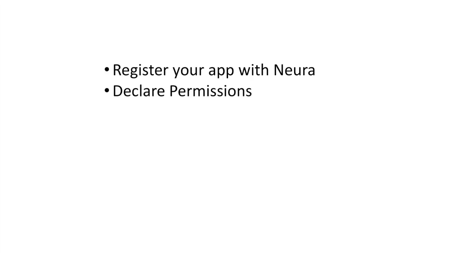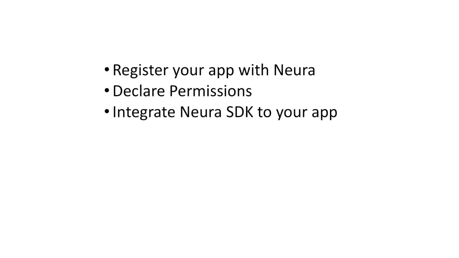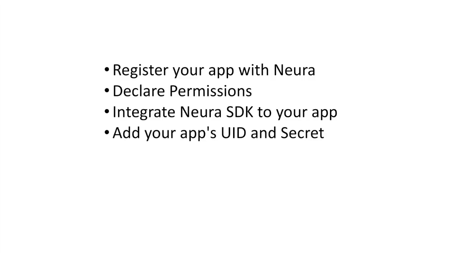Today I'm going to show you how to integrate Neura SDK to your Android application. These are the steps that we are going to follow. Register your application, declare permissions, integrate Neura SDK to your application, add your app's UID and secret, connect to Neura, and authenticate with Neura.